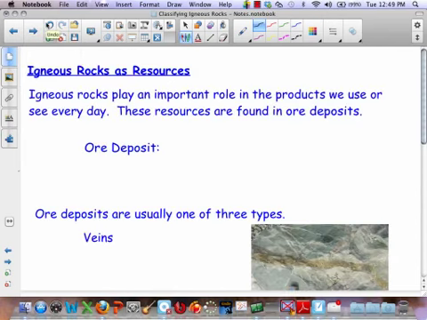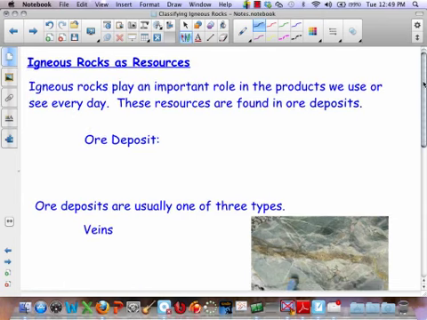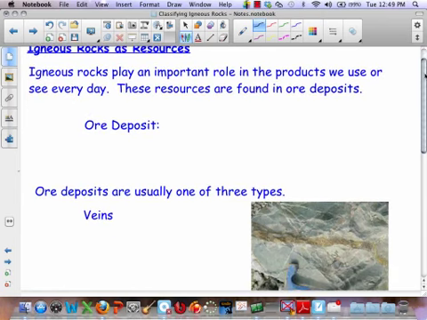So one of the last things I want to talk about today is the uses of igneous rocks. And a lot of our igneous rocks are going to be in the form of ores. So we get a lot of our ores. So what is an ore deposit? An O-R-E. What is an ore deposit? What does that mean to you?